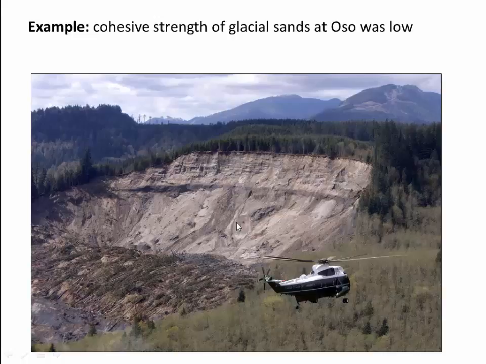Just bringing us back to that Oso example quickly, you can see that the Oso landslide happened in these glacial sands and gravels. Obviously, this is not granite, that's for sure. This is unconsolidated sand and gravel, which had very low cohesive strength. So as the stress built up in this hill slope, it didn't take a lot of stress to cause the landslide failure because the cohesive strength was so low. And of course, this is an example where you probably didn't have pre-existing fractures in the material. So it probably was really the cohesive strength that governed the failure of this landslide.